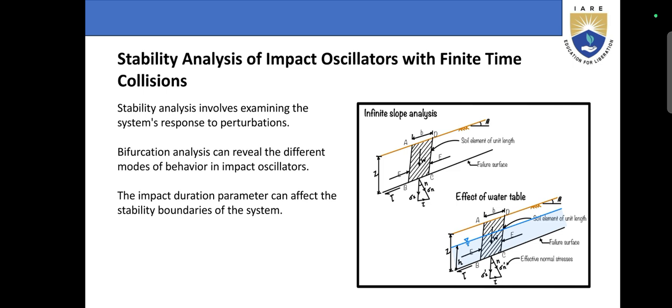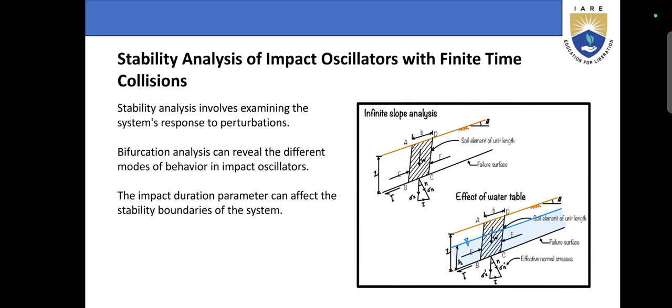Next, stability analysis of impact oscillators with finite time collisions. Stability analysis involves examining the system's responses to perturbations. Bifurcation analysis can reveal the different modes of behavior of impact oscillators. The impact duration parameter can affect the stability boundaries of the system.